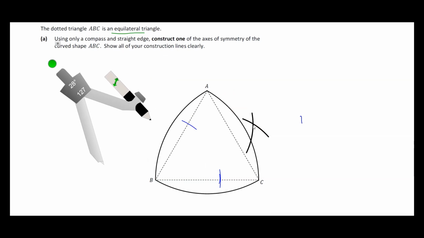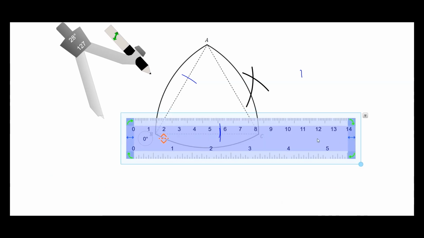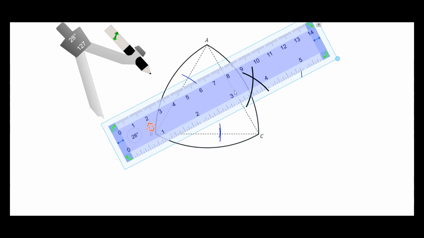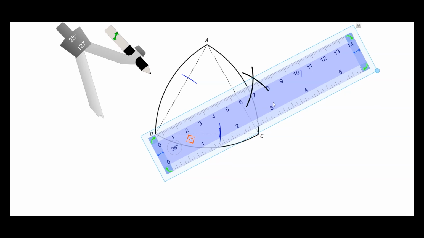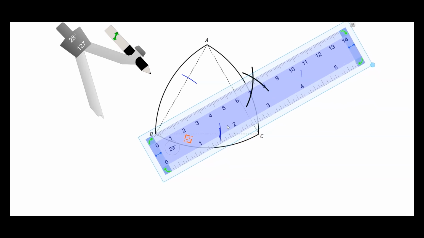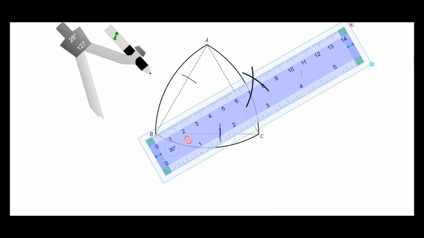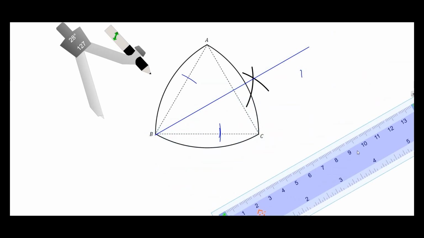When these two arcs meet, that's the point we're going to join. So let's take our straight edge. It's a little more difficult to do that on this monitor than on a piece of paper, but we have to align B exactly with the place where those two arcs meet. Then we draw a line, and that is exactly the axis of symmetry. So if I fold this shape along this line, C will perfectly cover A.